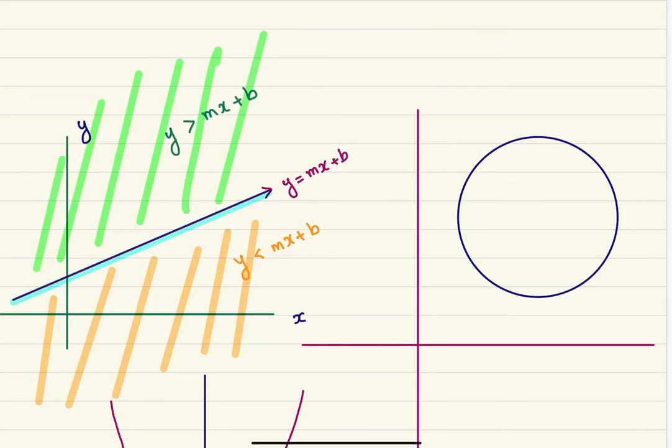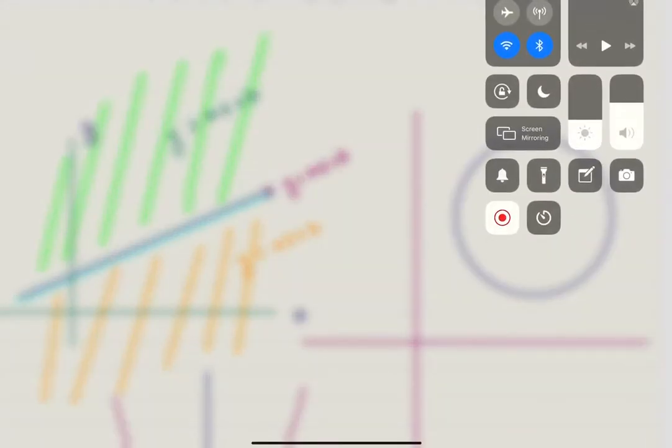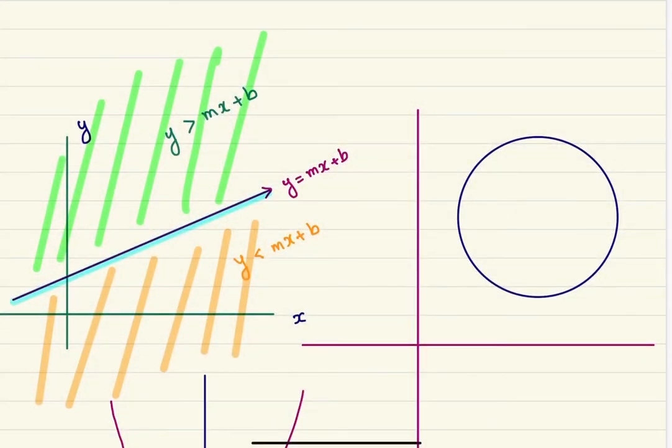So that's how the inequalities work. What do we mean by that? If you take any point x comma y in the upper region and plug it in, the y value would always be bigger than mx plus b. If you take a point in the lower region, the y value would be less than mx plus b. And any point on the line has y equal to mx plus b.